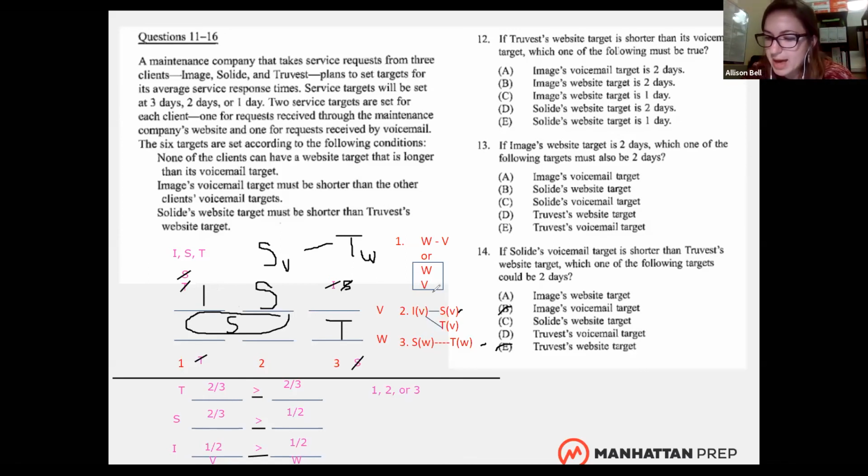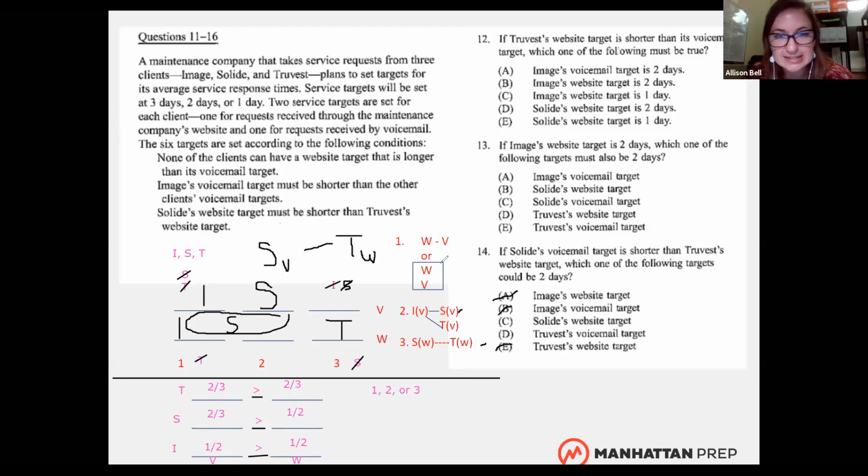Now let me go back to this first rule. So website has to be shorter than voicemail or the same. So if S's website could be 1 or 2, and it would still be shorter or the same as its voicemail, but I's voicemail is in space 1. So that means that I's website can't really be shorter, but it can be the same. So I'm going to put it here in space 1. So that means that I's website target is 1 day. So I'm slowly narrowing this down.